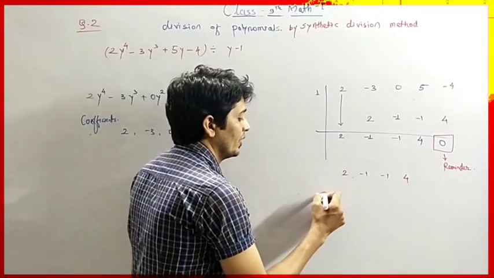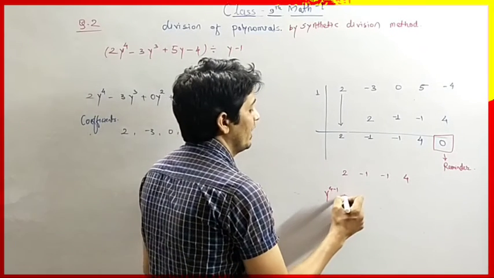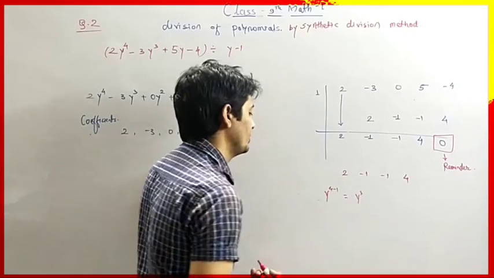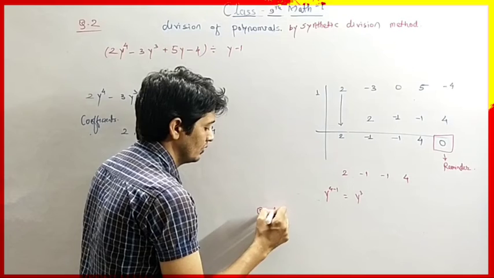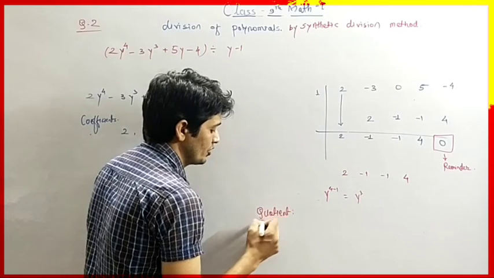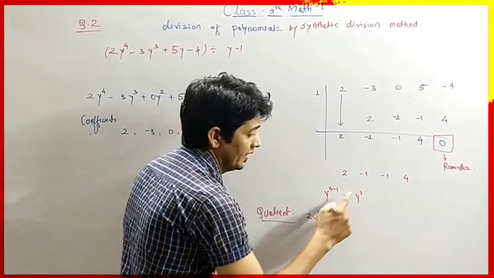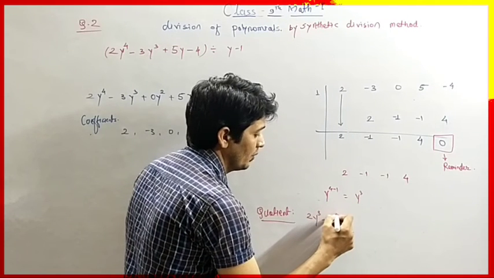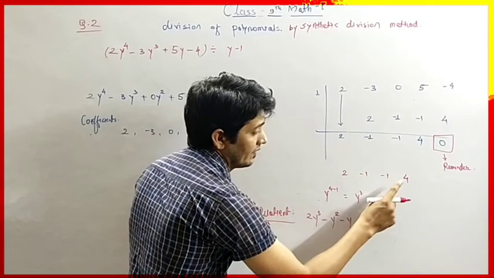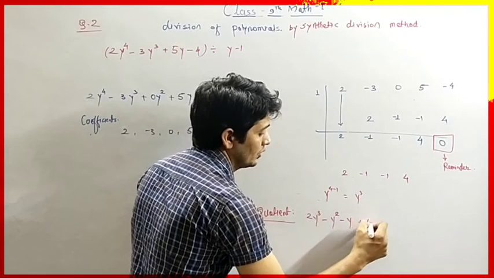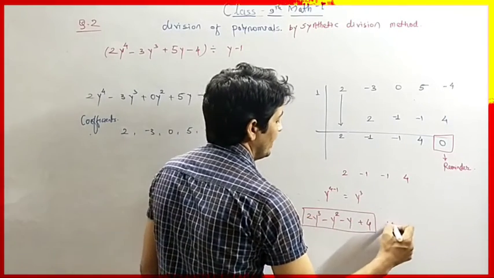For the power of y, from the number of coefficients we subtract 1. So we have to start from y to the power 3. Here we had 2. So what will the quotient be? It is 2y to the power 3 minus y to the power 2, then minus y, then plus 4. Okay, so this is our quotient and the remainder is 0.